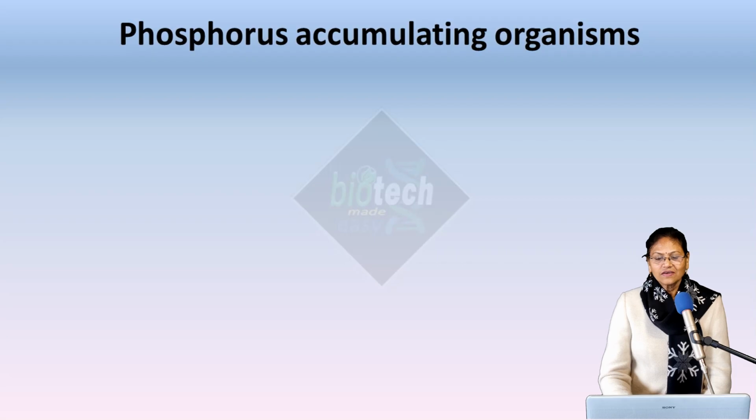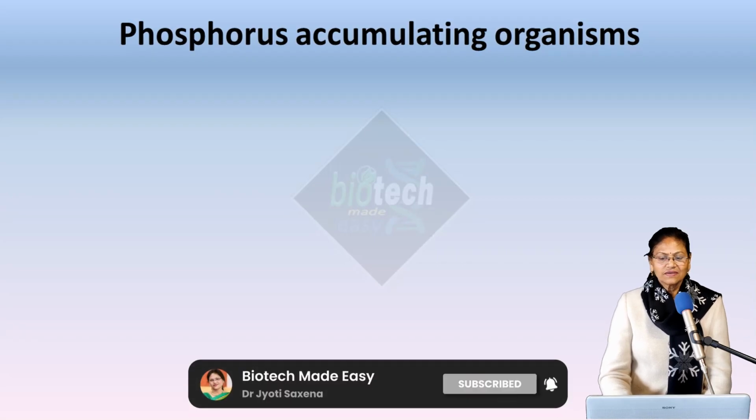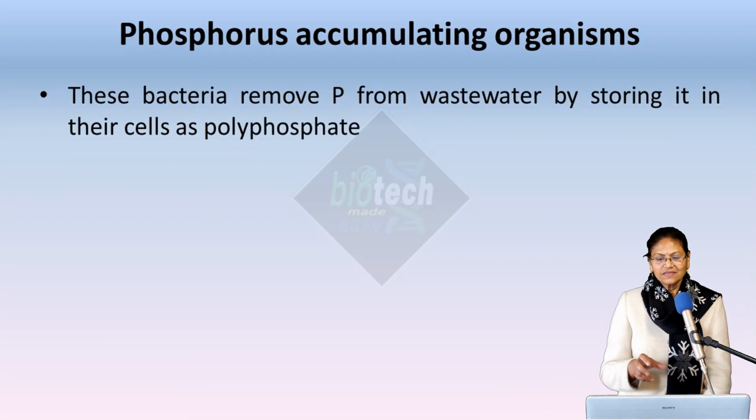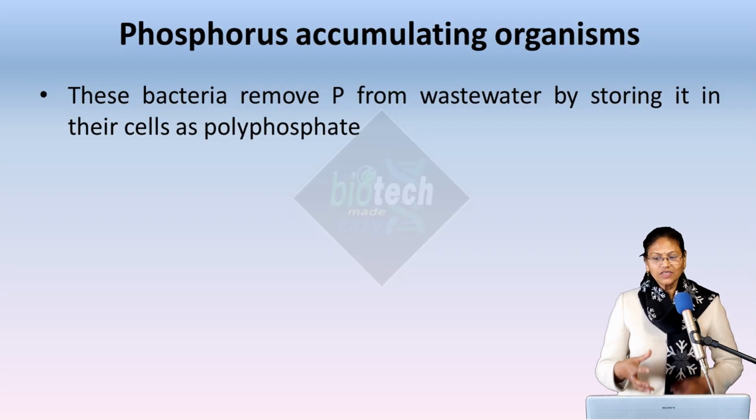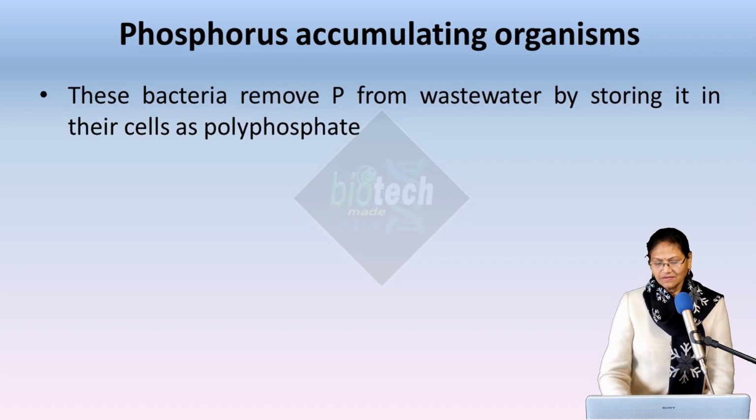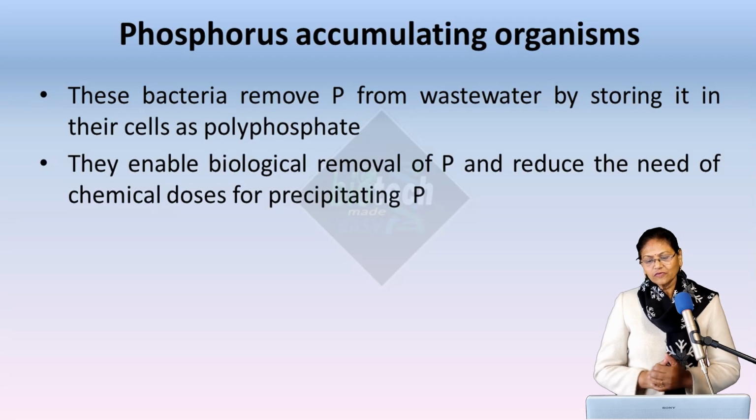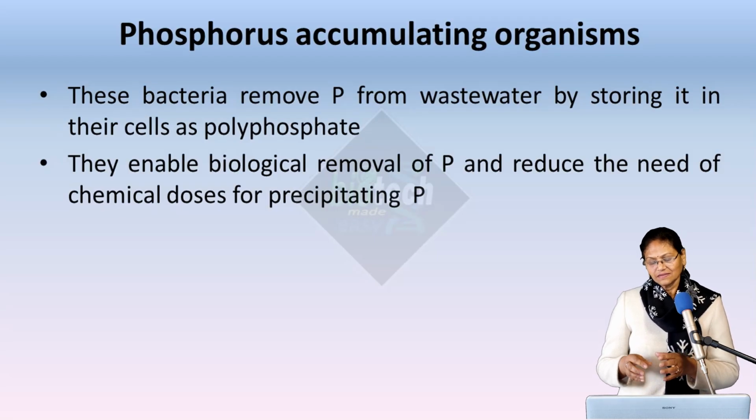Then the next one is phosphorus accumulating organisms. There are certain bacteria which can remove phosphorus from the wastewater. Because they are phosphorus accumulating organisms, they store it in their cells as polyphosphate. That is a kind of reserve food material for these bacteria. They enable biological removal of phosphorus, and they also reduce the need for chemical doses for precipitation of phosphorus. If chemical doses are needed for precipitation of phosphorus, then these are a very good alternative.